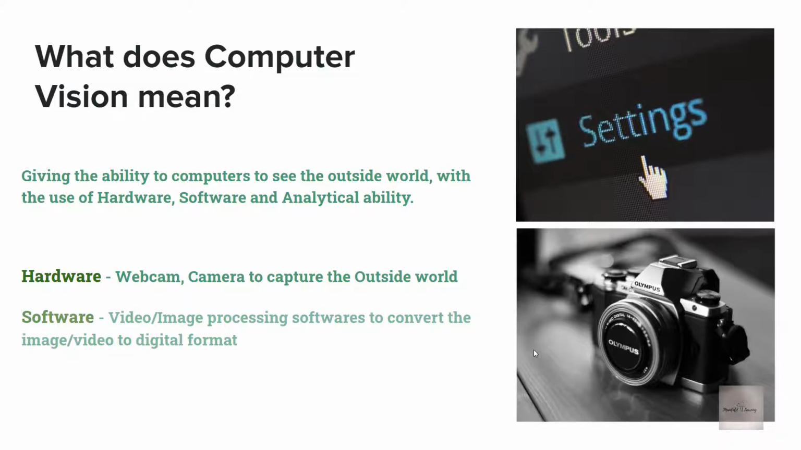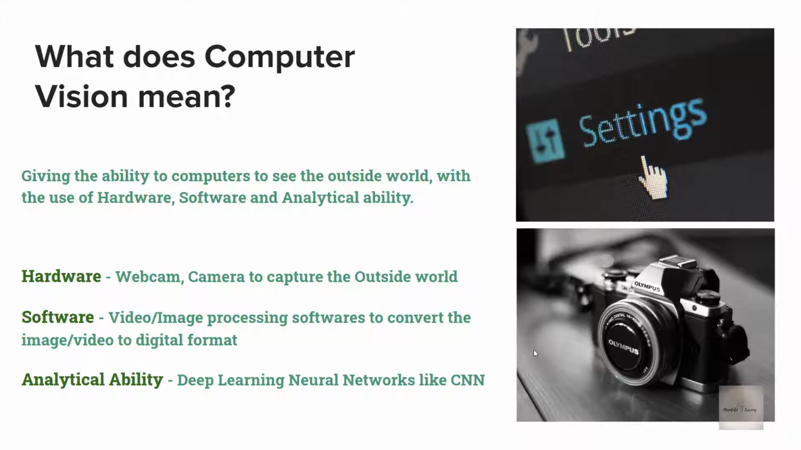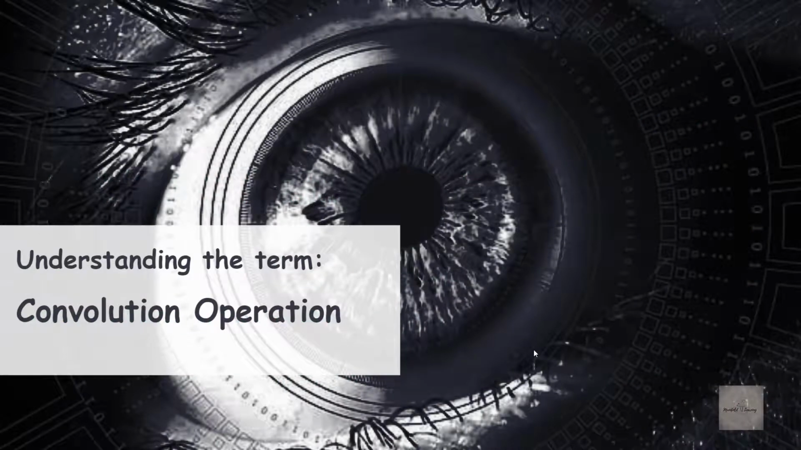Now, last but not the least, that is the ability to use the transformed data in making decisions. To give this ability to the computer, we make use of a deep learning architecture called convolutional neural networks. Okay? As this is a new word, let's understand this convolutional neural network term in detail.